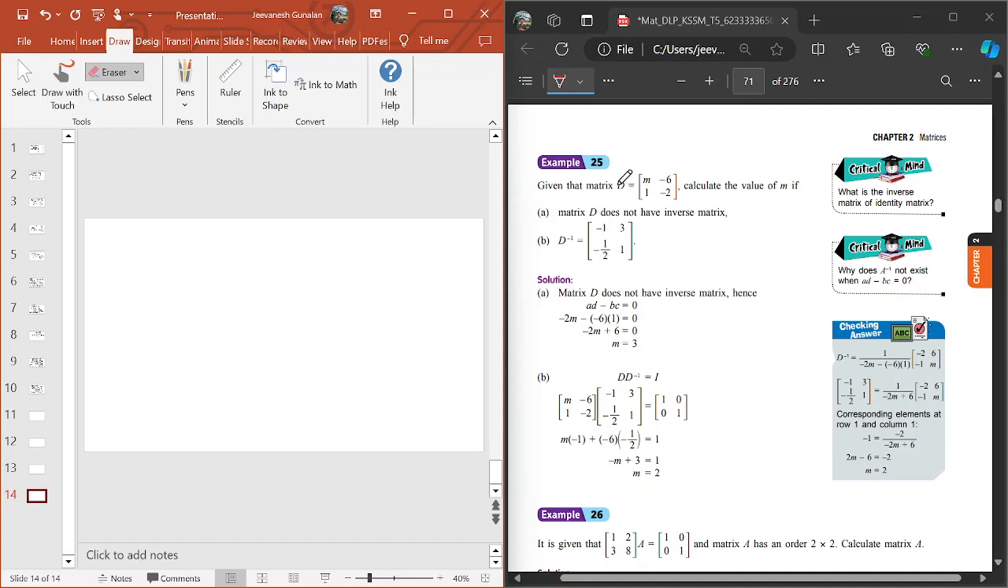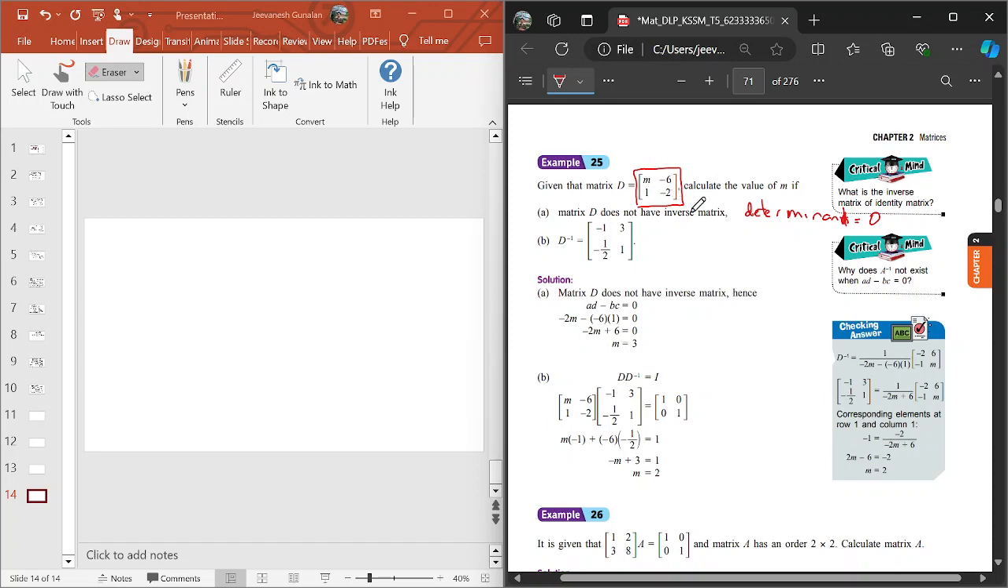So given that the matrix D is this, calculate the value of m if matrix D does not have an inverse matrix. In this case, you need to remember that if it doesn't have an inverse matrix, well, how did they know that? Well, they knew that because the determinant was zero. So what you do, you calculate the determinant.